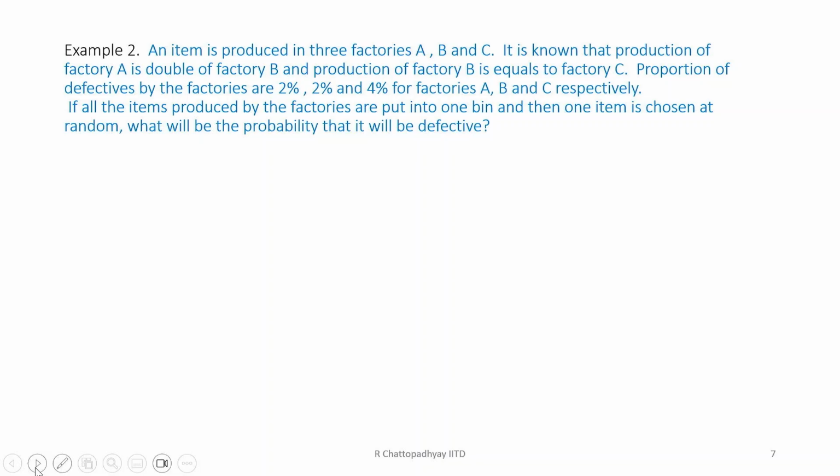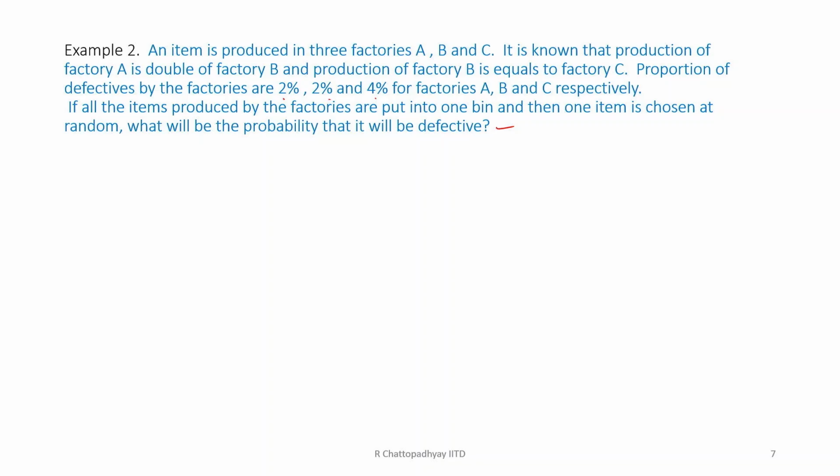Now we take another example. An item is produced in 3 factories A, B and C. It is known that the production of factory A is double that of factory B, and production of factory B is equal to factory C. Proportion of defectives by the factories are 2%, 2% and 4% for A, B and C. If all the items produced by the factories are put into one bin and then one item is chosen at random, what will be the probability that it will be defective?